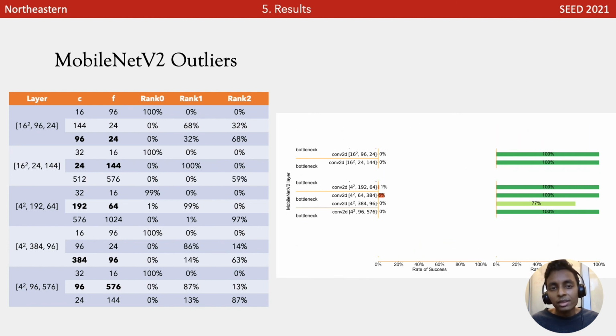So here we can see the previous graph. Let me just focus on the outliers here. If you see the first layer with 96 and 24, the correct guess, which is bolded here, is ranked as the second option 32% of the time, and then it's ranked as the third option 68% of the time. The reason is that when you perform a neural network inference, multiple entries are available in the code cache. So although you're targeting one layer, it might activate another layer which is already in the code cache.